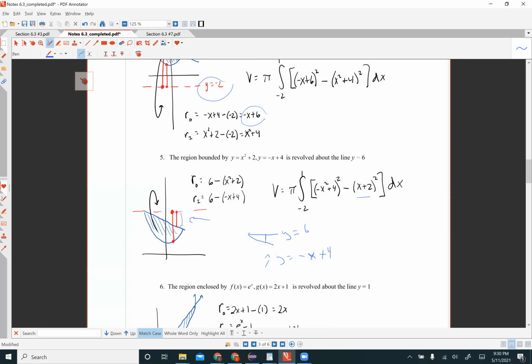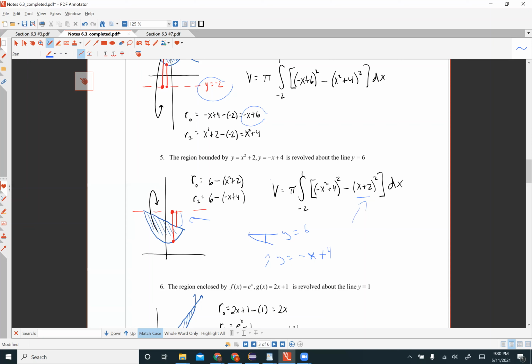In this case, the curve that's visually above, -x plus 4, is the one that's closer to the line y equals 6. So when we rotate -x plus 4 around the line y equals 6, that's going to generate the inner volume that we're going to remove. So that's why we subtract that off.